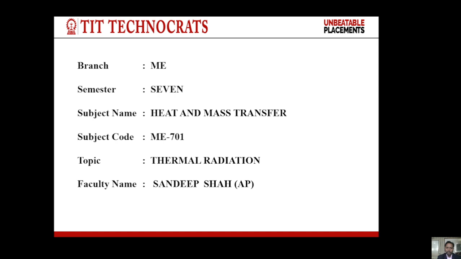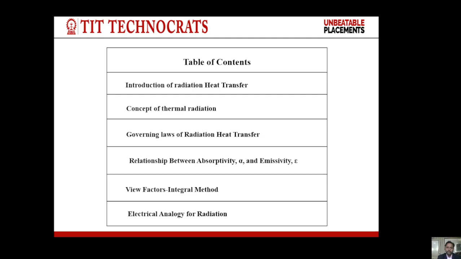So, we are going to start a new chapter, that is thermal radiation. These are the table of contents of the heat transfer subject, chapter thermal radiation. First is the introduction of radiation heat transfer. Second is the concept of thermal radiation, and then we will study the governing laws of radiation heat transfer, and then further the relationship between absorptivity alpha and emissivity epsilon, and next the view factors integral method, and another one is the electrical analogy of radiation heat transfer.